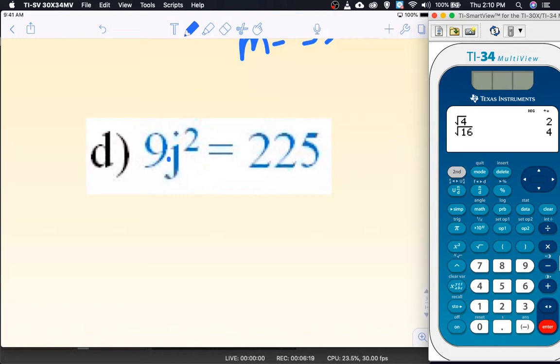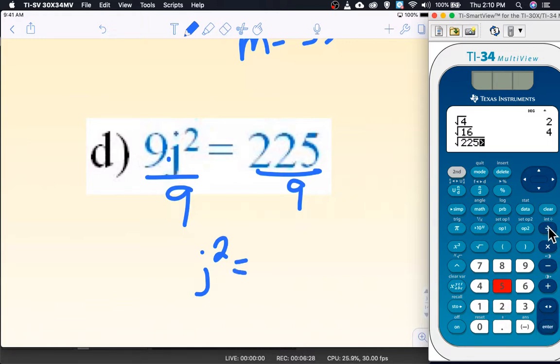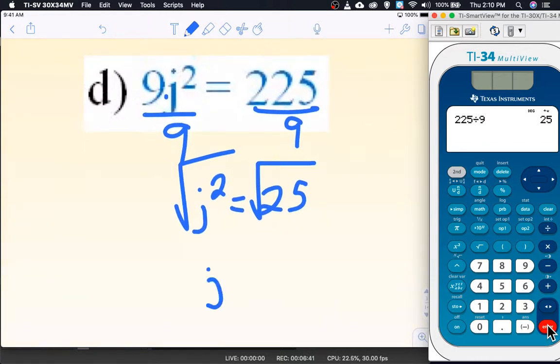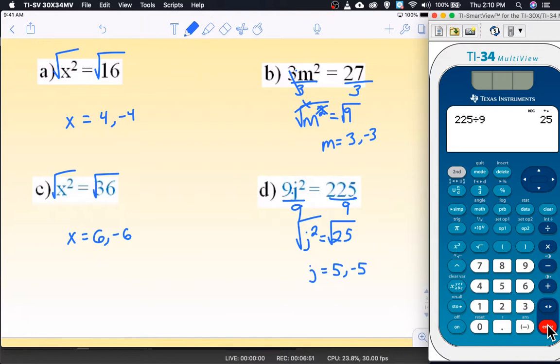Letter D. In order to solve that, we are going to divide by 9 first. J squared equals 225 divided by 9, which is 25. And then when I square root both sides, I get J equals a positive and a -5. And there we are.